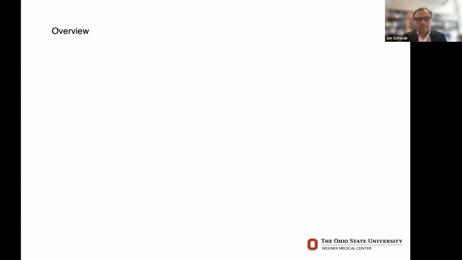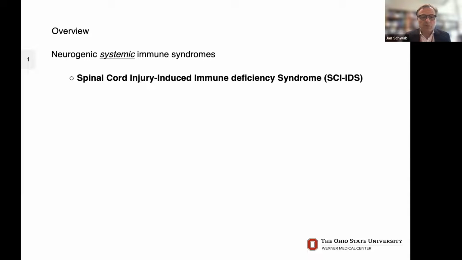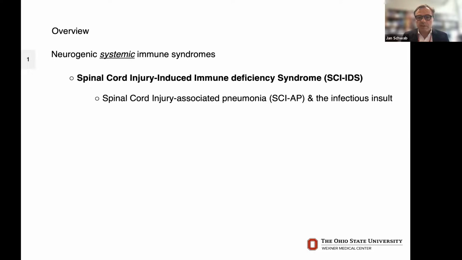So as a brief overview, I will introduce you to the spinal cord injury immune deficiency syndrome, with specific relevance also to driving infections, here illustrated by spinal cord injury associated pneumonia, and also the consequences of such a pneumonia on the injured spinal cord itself.